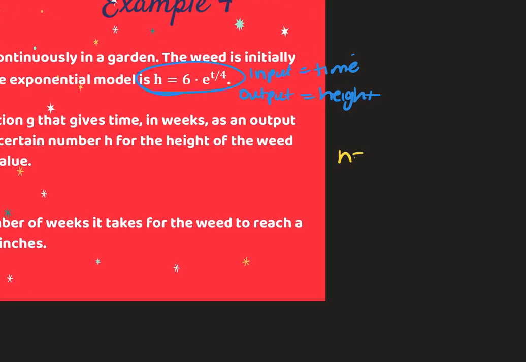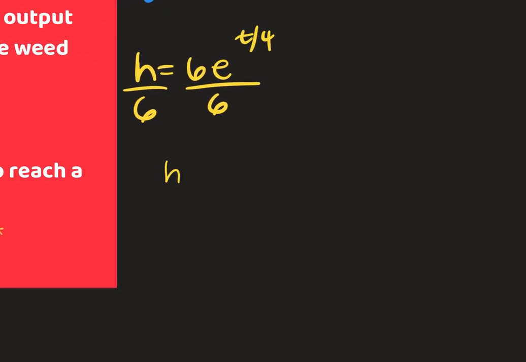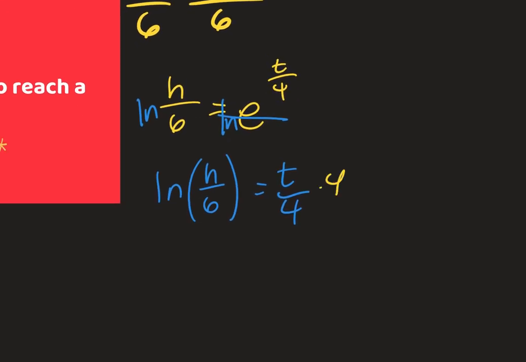So if h equals 6e to the t over 4, and I want to get the t out of the exponent, first thing I'm going to do is divide by 6. So h over 6 equals e to the t over 4. And how do I get to that exponent? ln, because the ln will cancel with the e. And I get ln of h over 6 equals, ln of e cancels, t over 4 and then I'd multiply by 4.